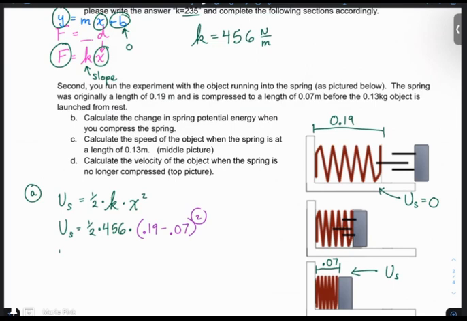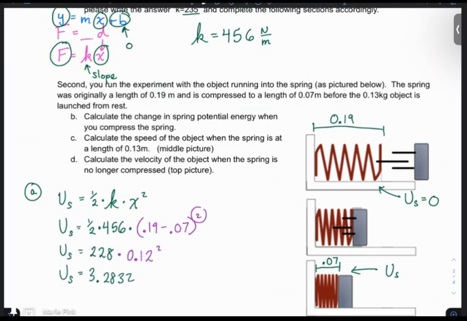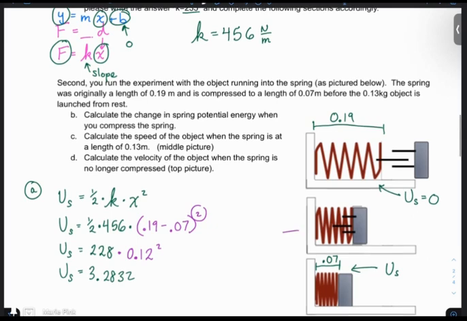So I'm going to go ahead and type this into a calculator. Alrighty, so now I have how much spring potential energy there is when it is compressed. And so now I'm going to go ahead and do part C. It asks me to calculate the speed of the object when the spring is at a length of 0.13 meters, which is this middle picture here.